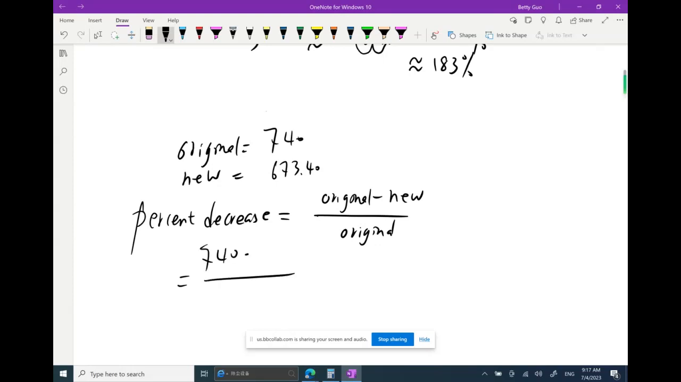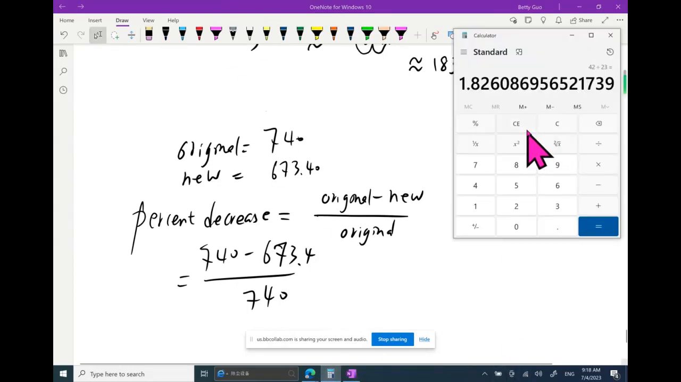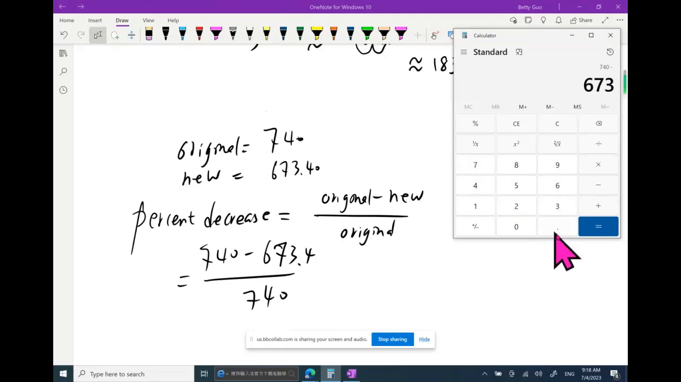Okay. Original is 740. The new value is 673.4. And original is 740. Okay. Just plugging in. Let's process in a calculator. Numerator 740 minus 673.4, and that's the numerator. Divide that numerator by 740, and the decimal we got is 0.09.